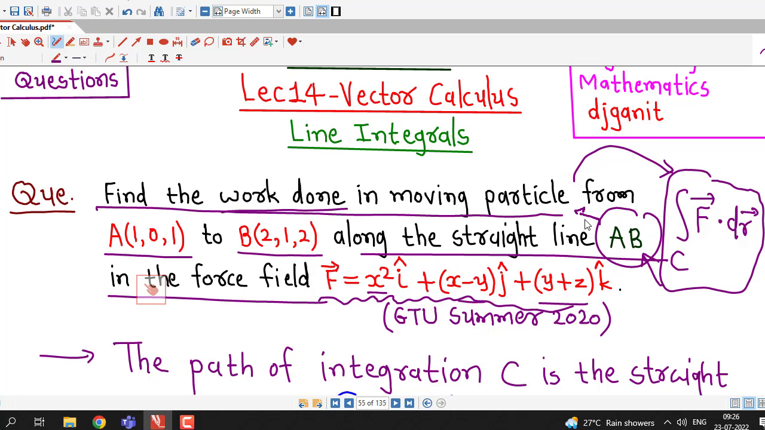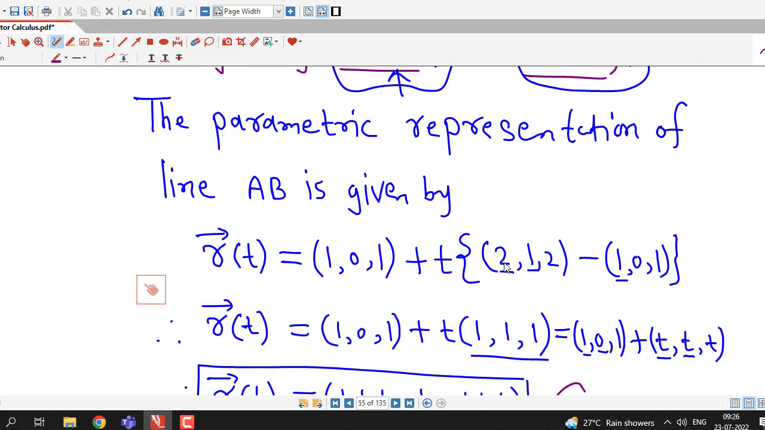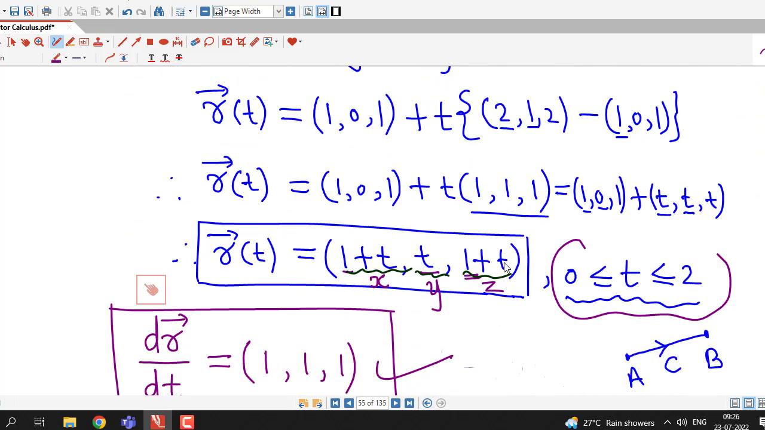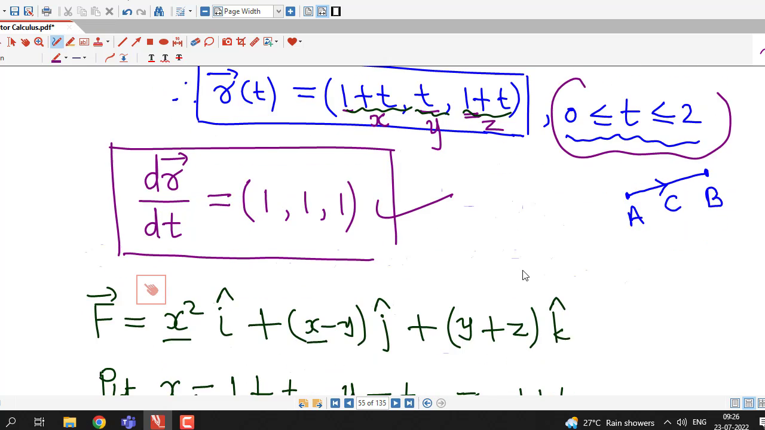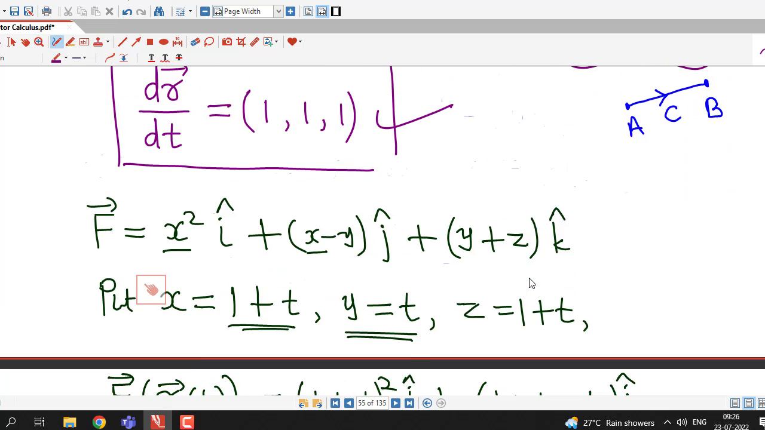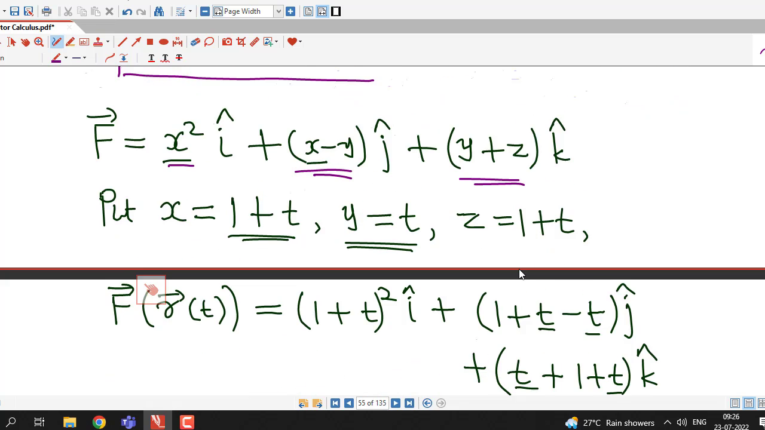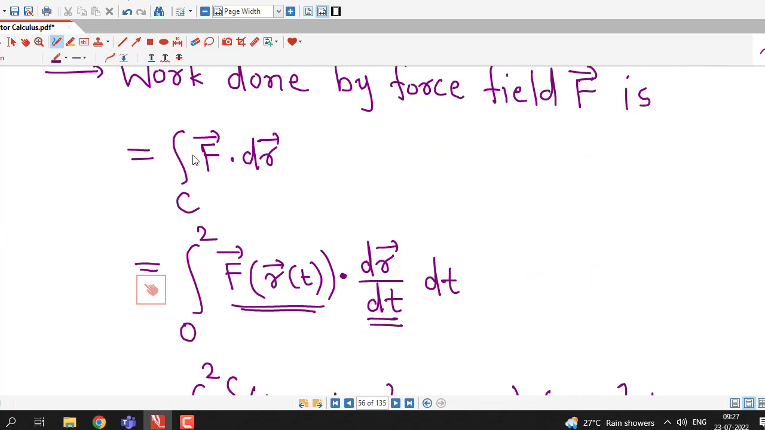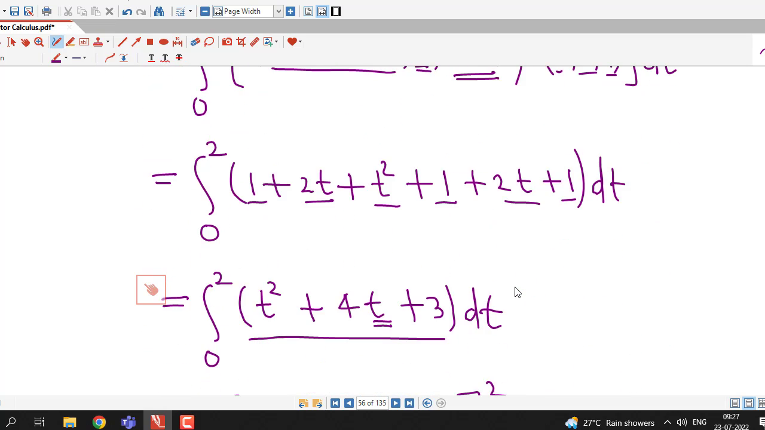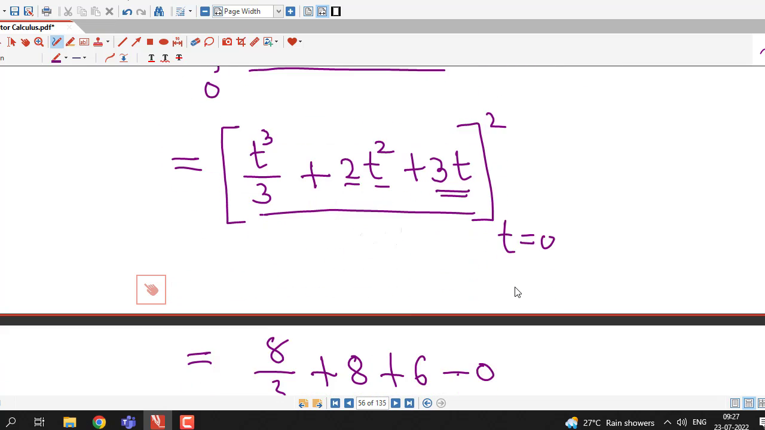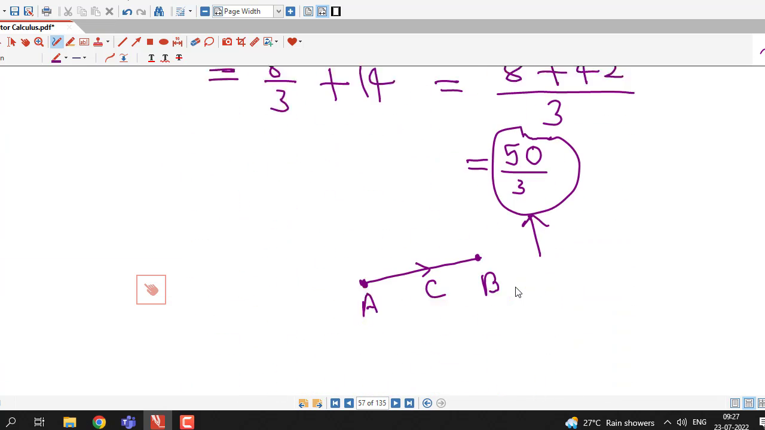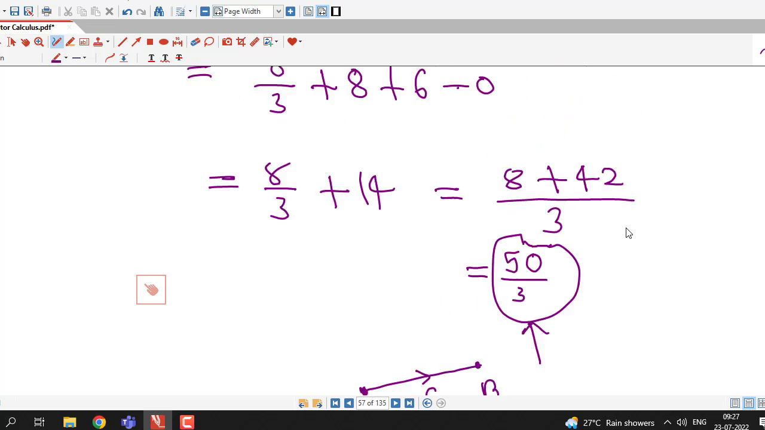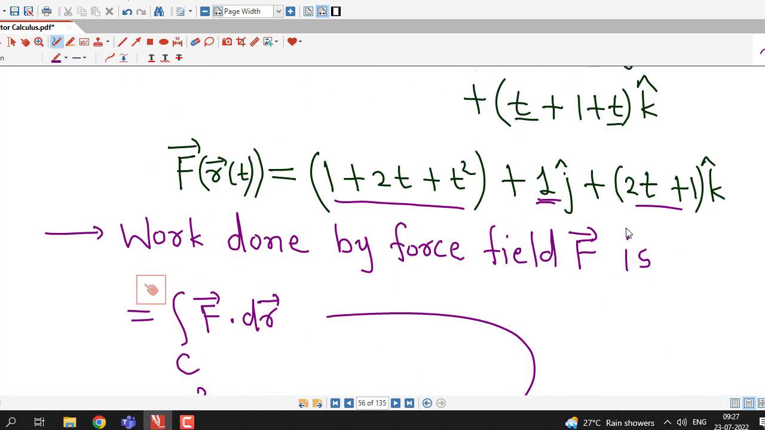If you are not given the equation of a curve, then first you have to decide the equation of the curve, or write down the parametric representation for the given curve, and then you convert your given vector function F bar in terms of parameter t, and finally use this definition of line integral, and you will be able to decide the work done by a given force F bar in moving a particle from one point to another point. So this is all about this session.